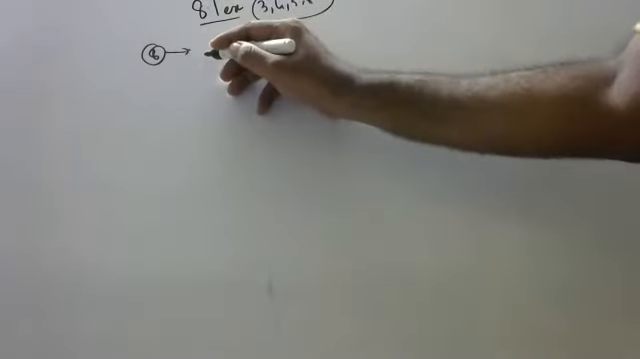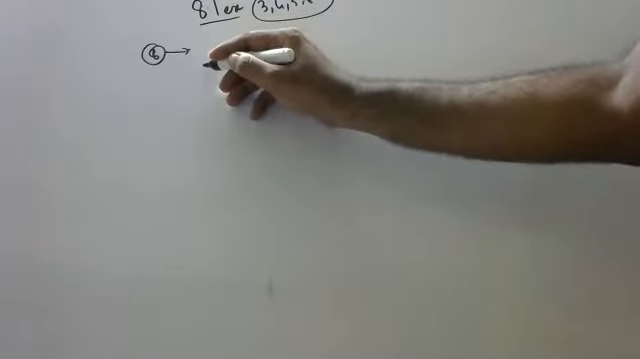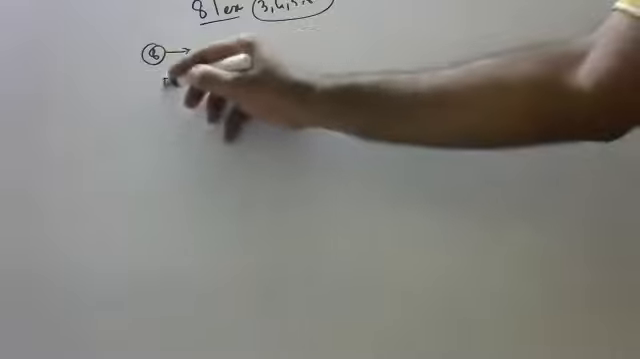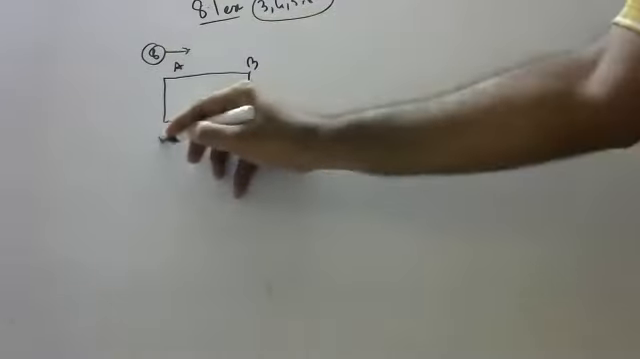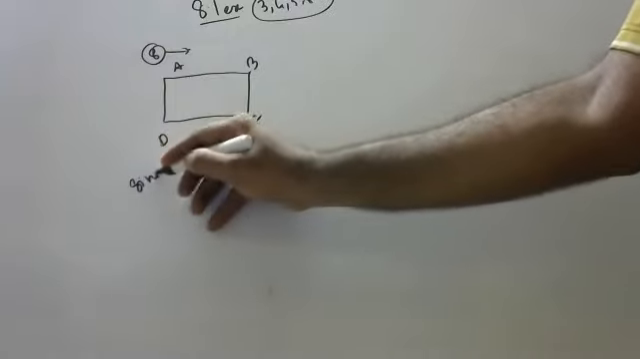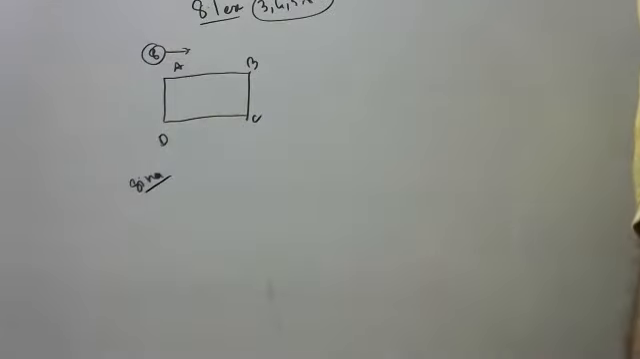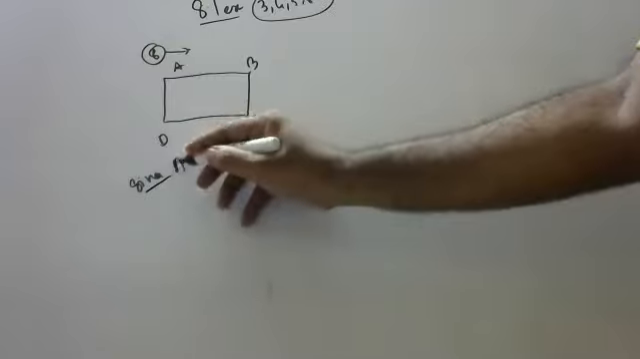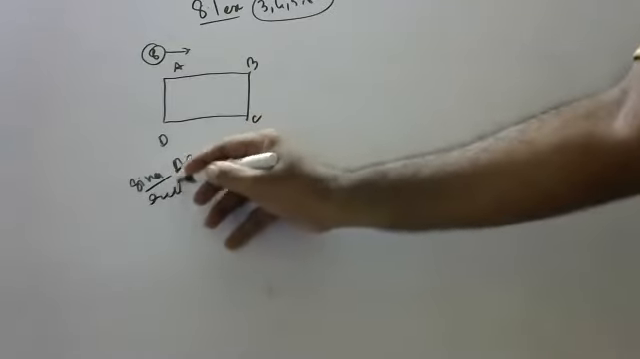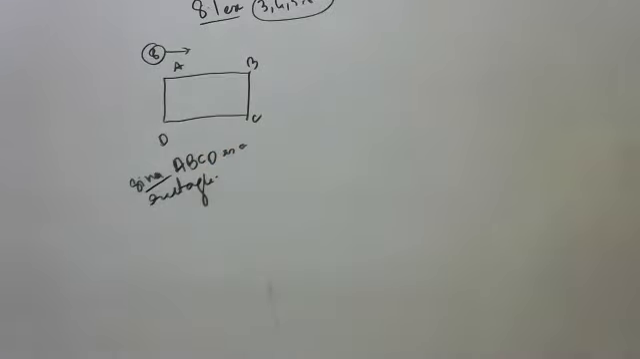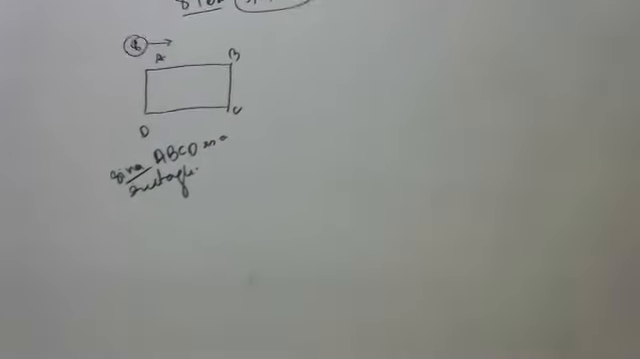So children, coming to 8th sum, all of you see here, 8th sum is like this. ABCD is a rectangle. Children, see here, ABCD. He said ABCD is a rectangle. ABCD is a rectangle in which diagonal AC bisects angles.